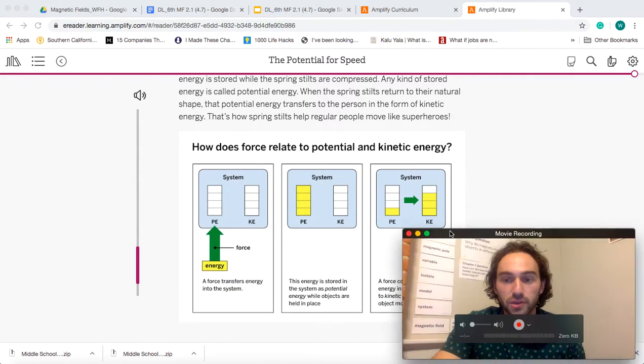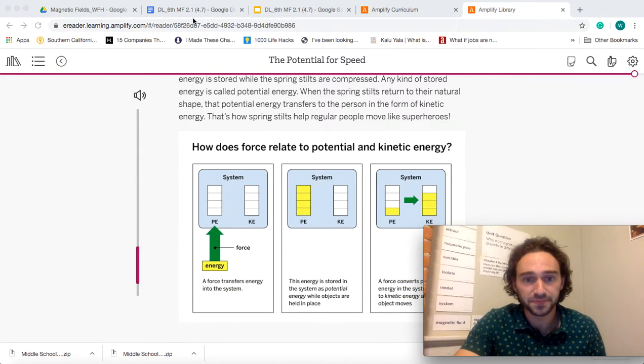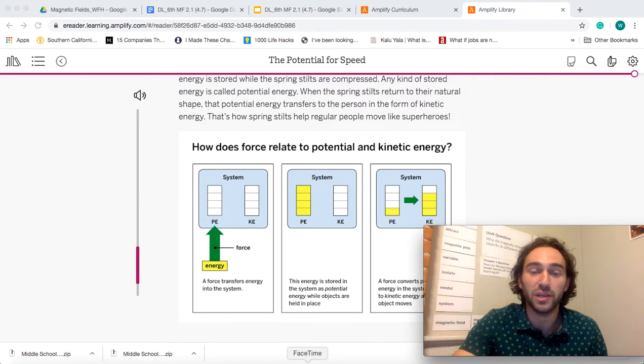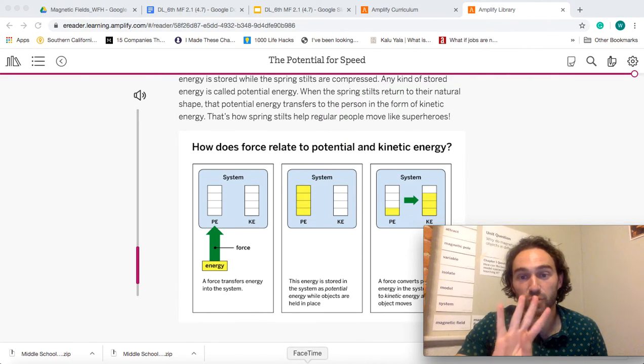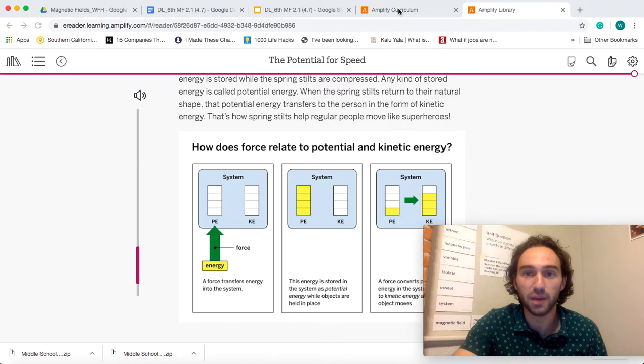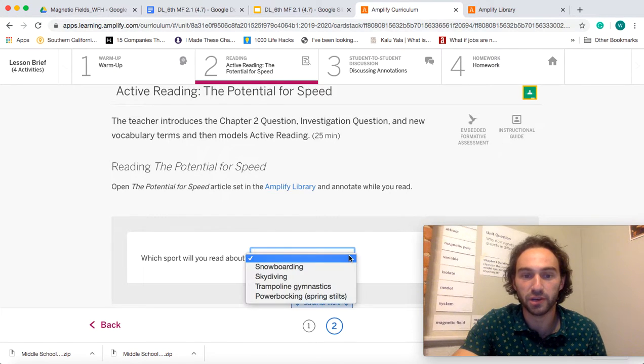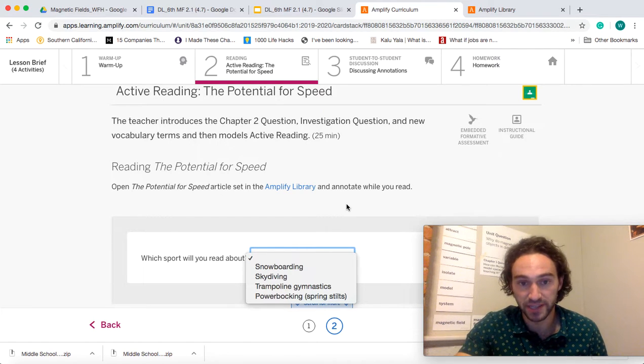So what I want you to do is pause the video in just a minute and read one of those articles. So again, you've got 4 choices. Before you begin, I want you to tell me which sport you're going to read. So click 1 so I know which one you're going to be reading and I can look for those annotations.